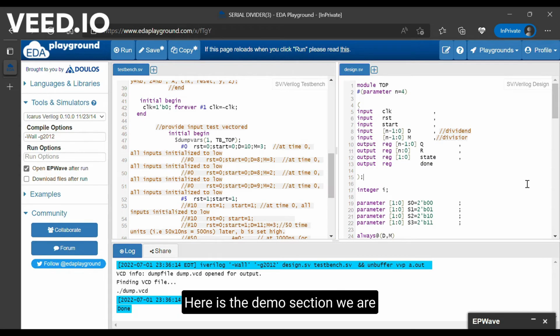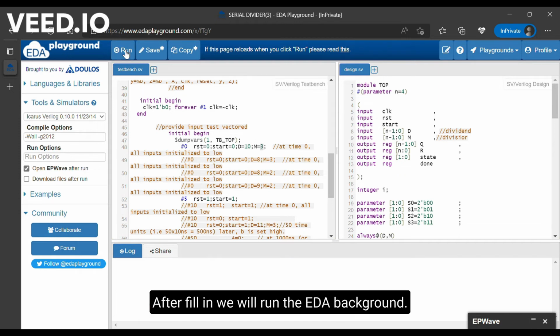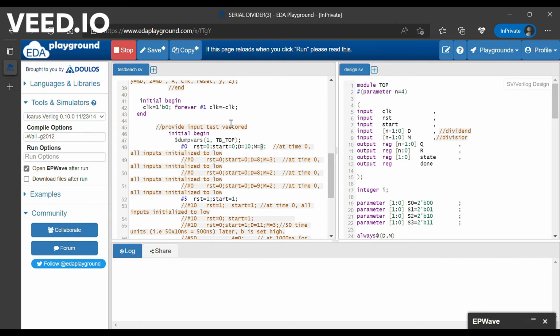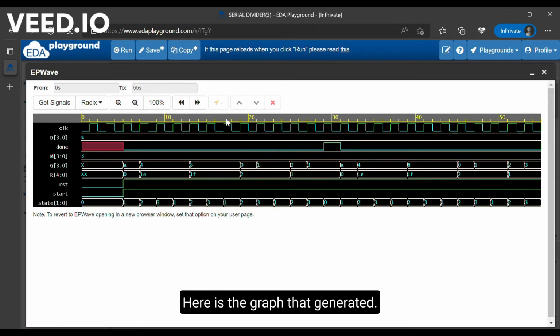In the demo session, we will use unsigned integers as our input. First of all, we will use the dividend as 10 and the divisor as 3. After filling in, we will run the EDA Playground. And here is the graph that was generated. We can clearly see that the quotient is 3 and the remainder is 1.